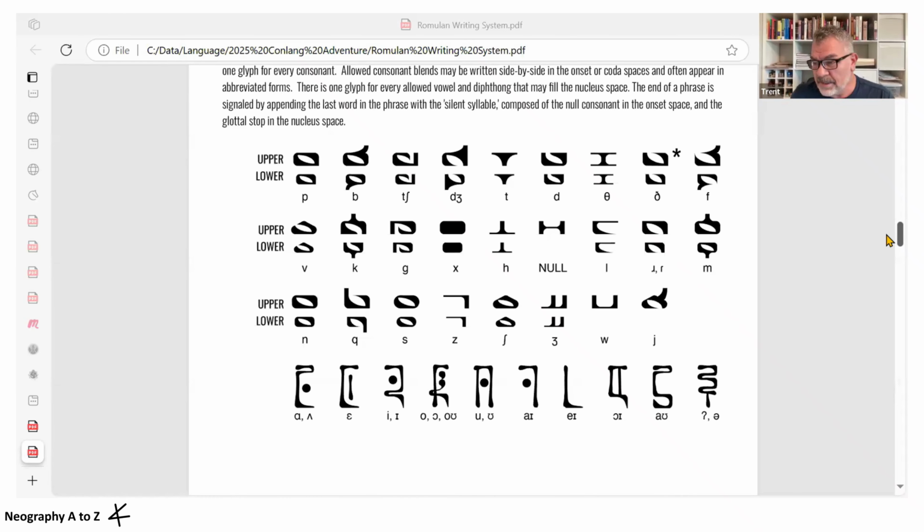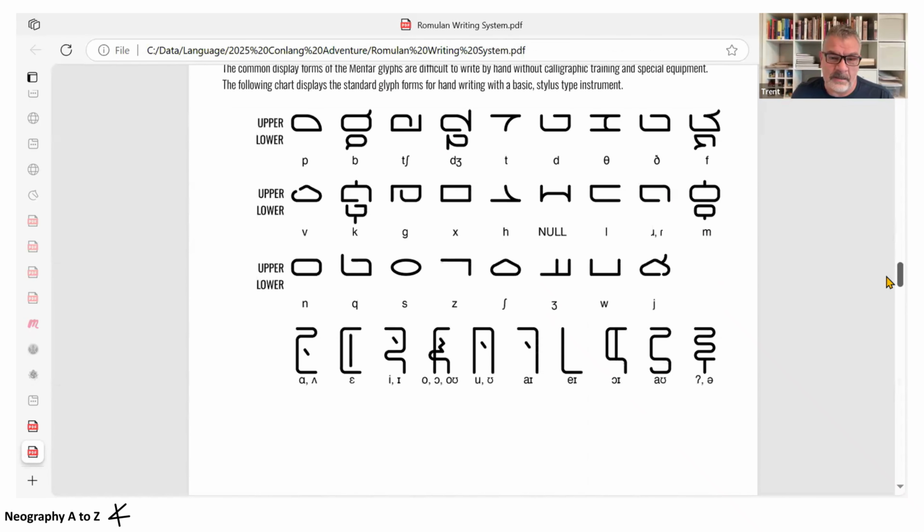So if you scroll down to the next set, this is how you would write them by hand or with a stylus where you have just a point, so like a pencil, a ballpoint pen, or some kind of stylus. So you can see how these are somewhat similar, and they give the same effect as those calligraphic forms do, but they're much simpler and they're very much easier to write if you have just a pencil or something like that.